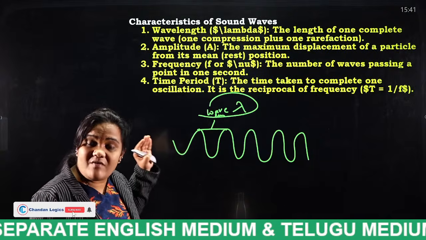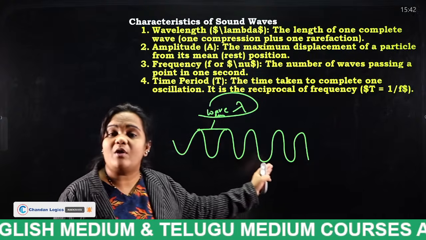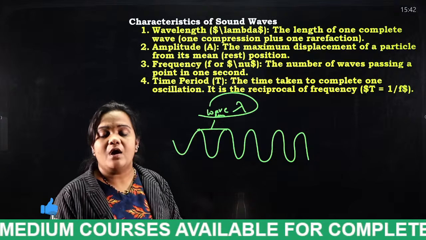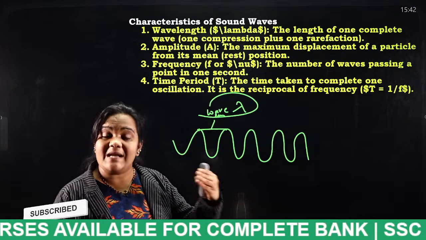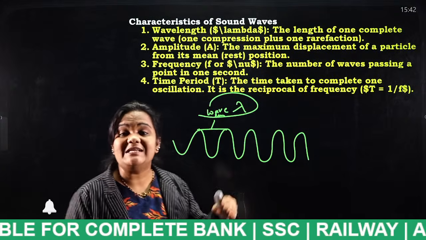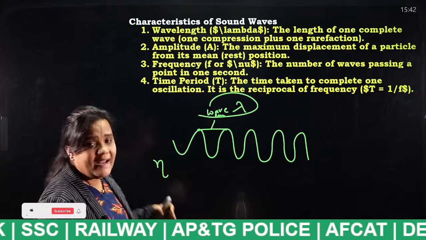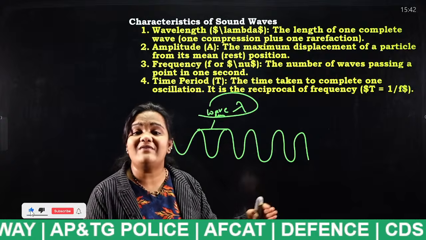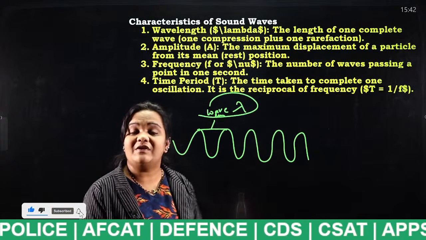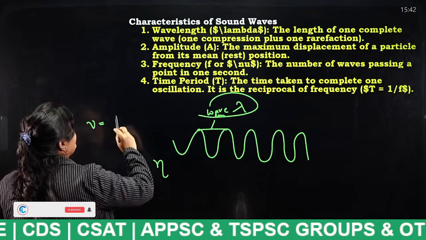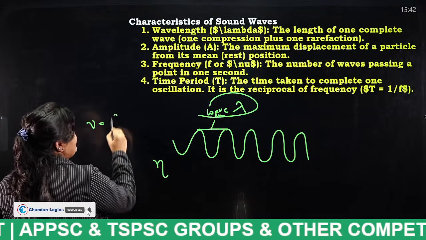The distance from one point of the wave to the other point of the wave is known as what, students? Wavelength. It is denoted by lambda. What is frequency? It is the number of vibrations per second. It is denoted by what, students? Nu. So what is the relationship between wavelength, speed and frequency? We have discussed many times. Speed is equal to frequency into wavelength.